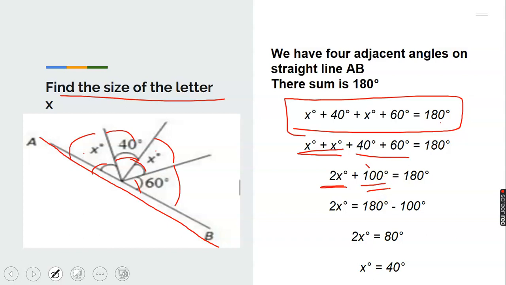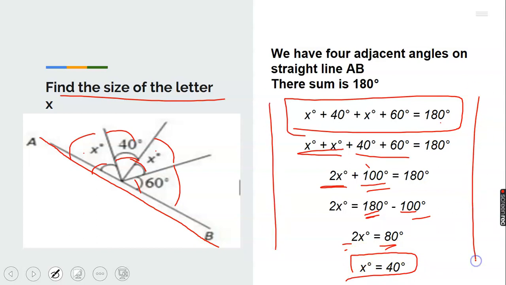Now, rearrange. Collect like terms together. That will be 2x equals 180 minus 100. 2x equals 80. By the time you subtract, now x equals 40 degrees. That is how to find the size of the letter X in this particular angles on a straight line.